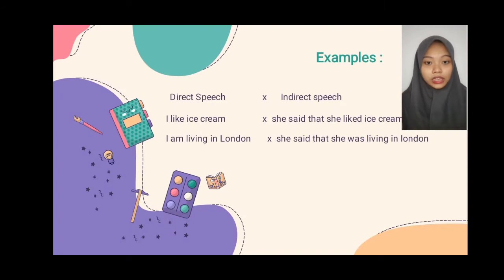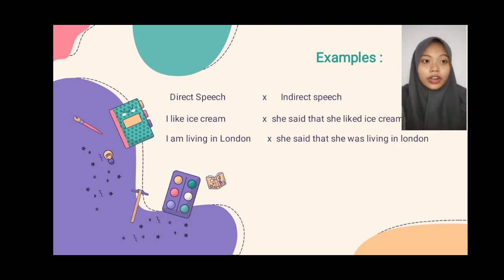Okay, for example, in this slide there are some sentences. First, direct speech: I like ice cream. Indirect speech: she said that she liked ice cream. Then, I'm living in London. Indirect speech: she said that she was living in London. We have to see which tense is used in the first sentence, the direct speech or introductory clause. Then we adjust it with the existing formula.